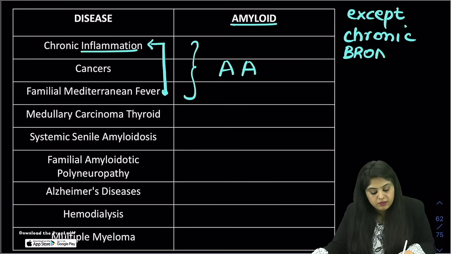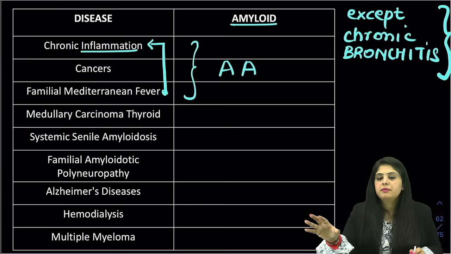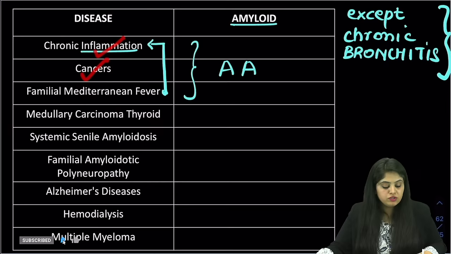Chronic bronchitis does not show you any kind of amyloid deposition. Very, very, very important question. Other than this, any chronicity mentioned, blindly, chronic and anything, you will write AA. But for chronic bronchitis, that is going to be no kind of amyloid. So all inflammations, all cancers, all fevers, they show you AA.